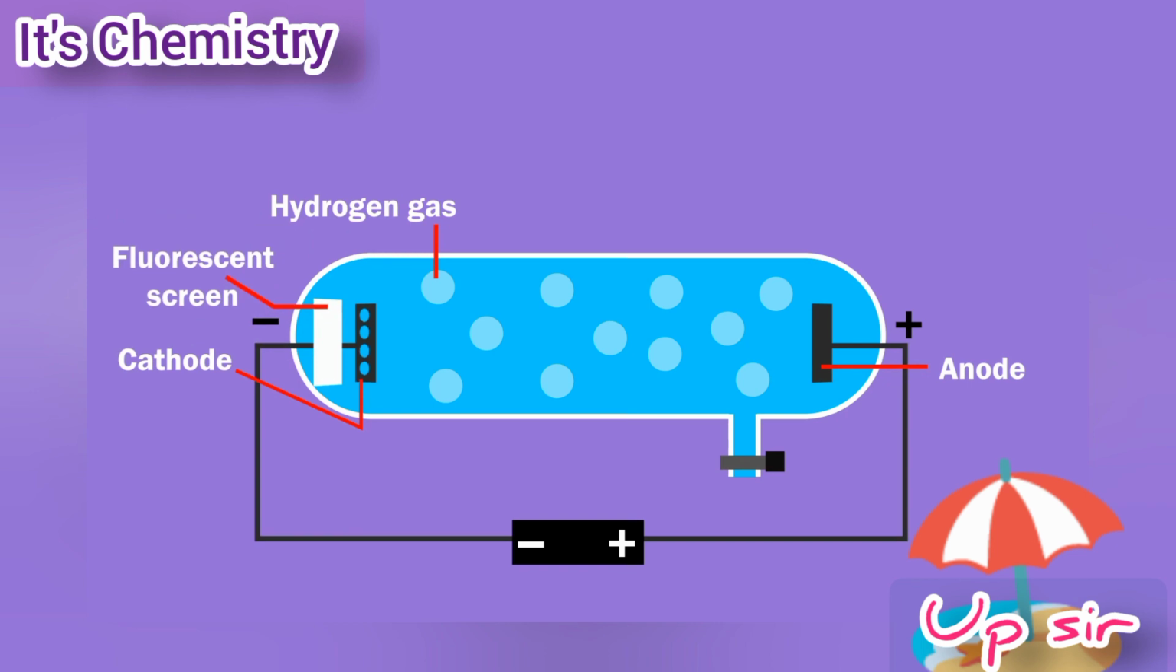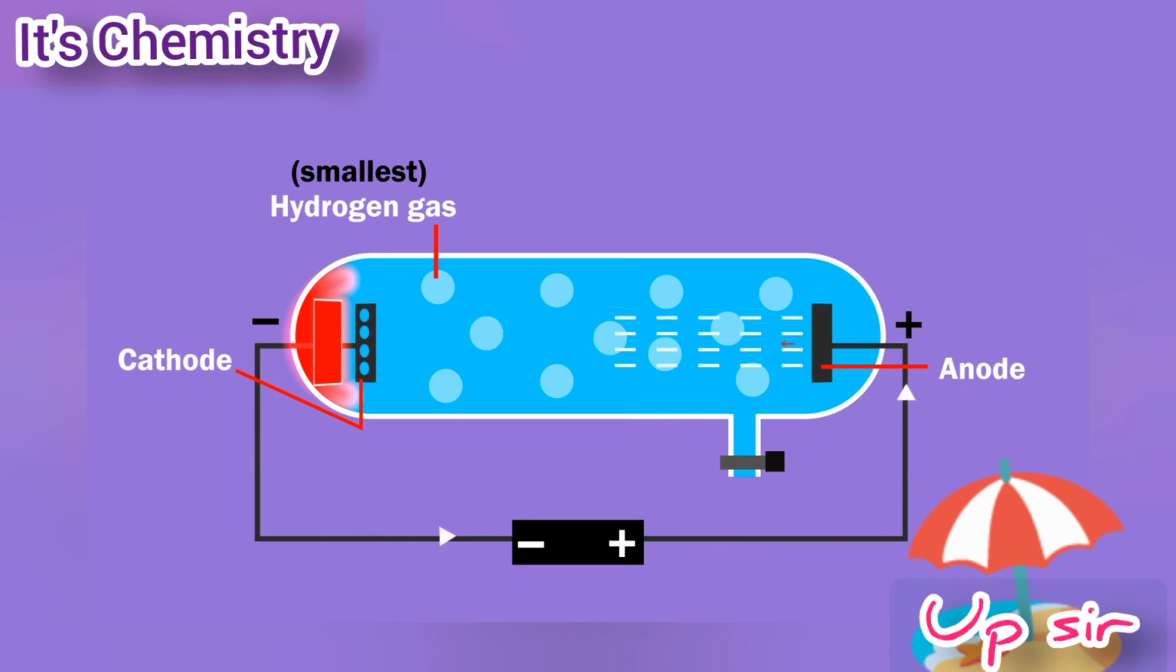At that time, it was already known that hydrogen was the smallest element. When Goldstein applied high voltage, he observed a bright red light behind the perforated cathode. Since these rays were traveling from anode to cathode, they were called anode rays.